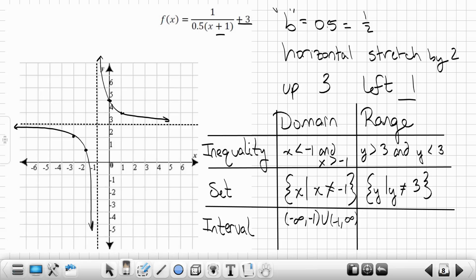Anyway. All right. Adrian, why don't you give me the range one for this one here? 3.